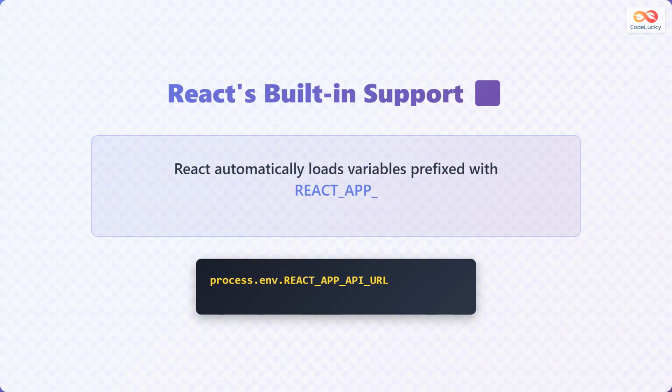React offers built-in support for environment variables. React automatically loads variables prefixed with REACT_APP_. To access these variables, use process.env.REACT_APP_ followed by the variable's name.